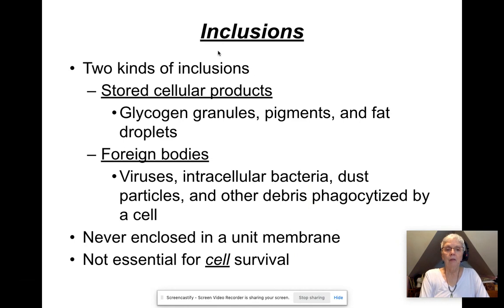Now, there are two types of inclusions. There are stored cellular products, such as glycogen, which is a sugar, granules, pigments, which give us our skin coloring, fat droplets, which store energy, or they're foreign bodies, such as viruses, bacteria, dust particles, debris, things that we want to get rid of. They never are enclosed in a unit membrane, and they are not essential for survival. So you do not have to have inclusions in your cell.